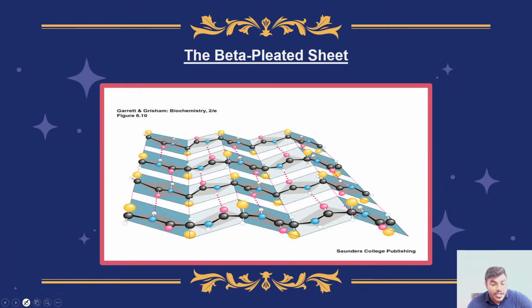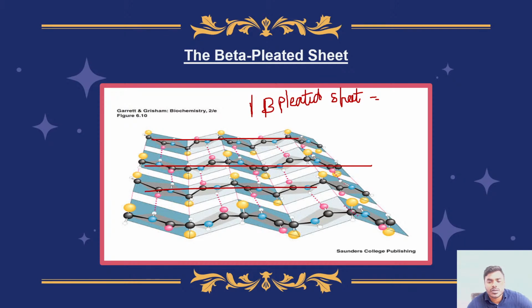This is the sheet. The sheet contains many strands. Now the question is, every student remember, one beta pleated sheet contains how many beta strands? 1, 2, 3, 4. I am using the word average, I am always using the word average. One beta pleated sheet contains 10 to 15 beta strands.